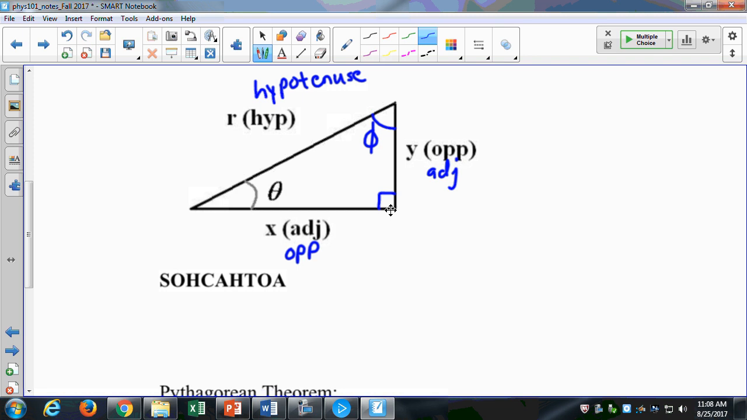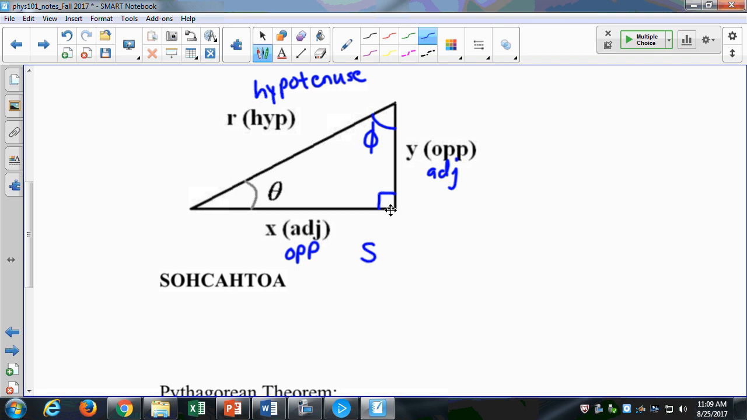Now, Sohcahtoa defines these. Y'all have your thing that you remember that. It's useful to know this, and we're going to use them a lot in chapters 3 and on, even into next semester, because we do a lot of vectors.